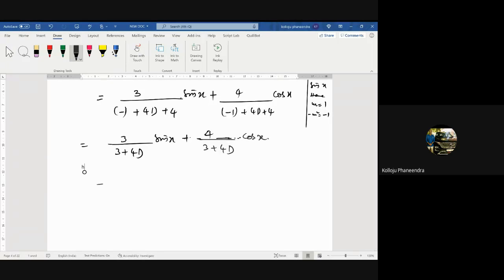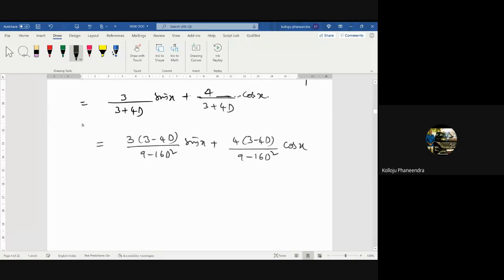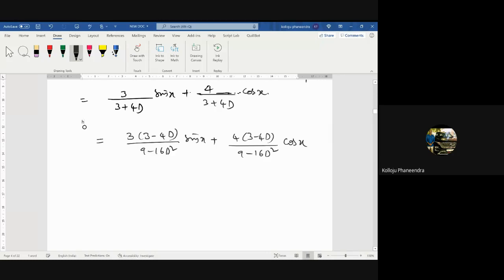So that is equal to, now there are d terms, no d square terms are there. Therefore, I have to rationalize this by 3 minus 4d over 9 minus 16d square for the sin x term, plus 4 into 3 minus 4d over 9 minus 16d square for the cosine x term.